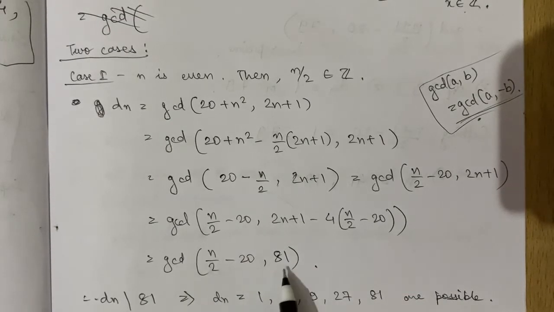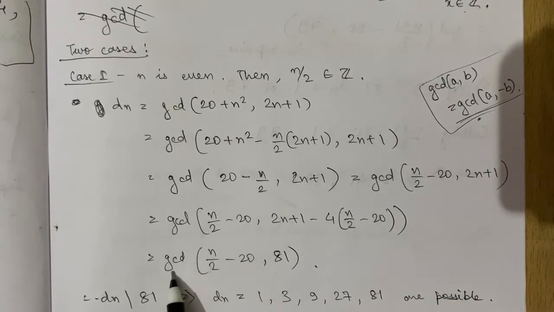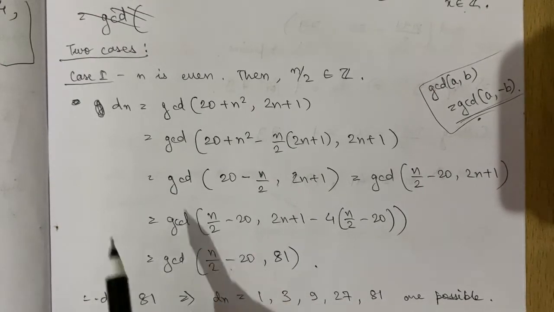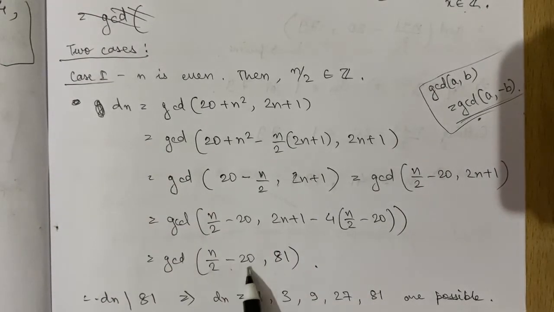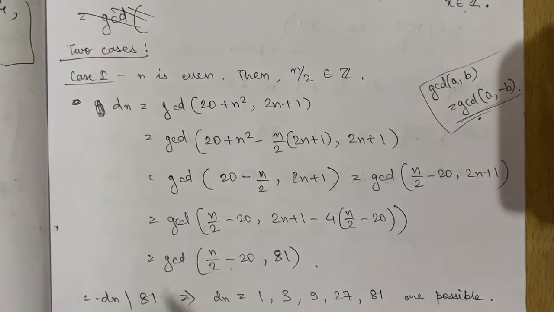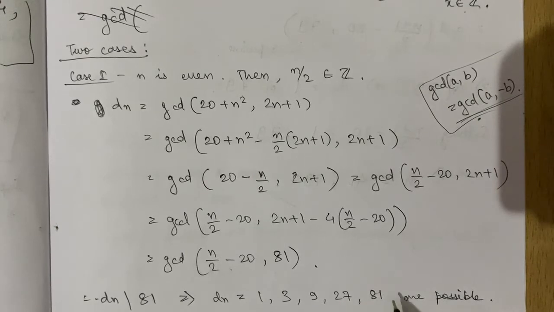So now I have got a constant here: GCD of n by 2 minus 20 and 81. The GCD of two numbers must divide each of the two numbers. So dn is the GCD of n by 2 minus 20 and 81, so dn divides 81. So dn equal to 1, 3, 9, 27, 81 are the possible values, because these are the numbers which divide 81. So these are the possible values.